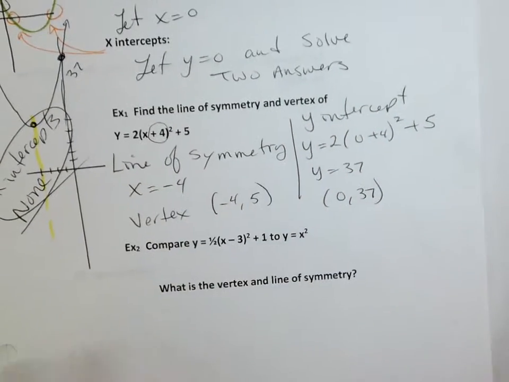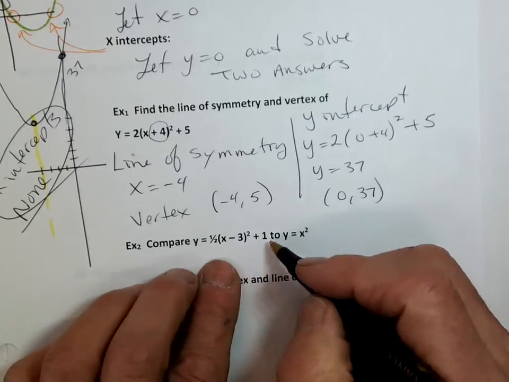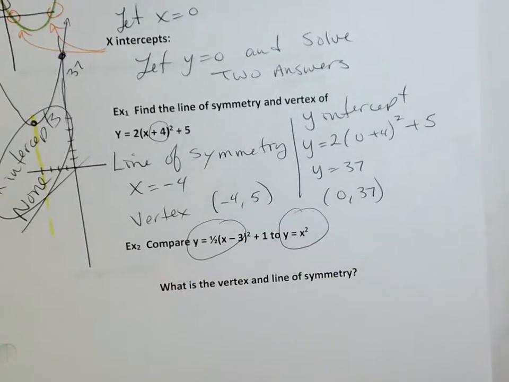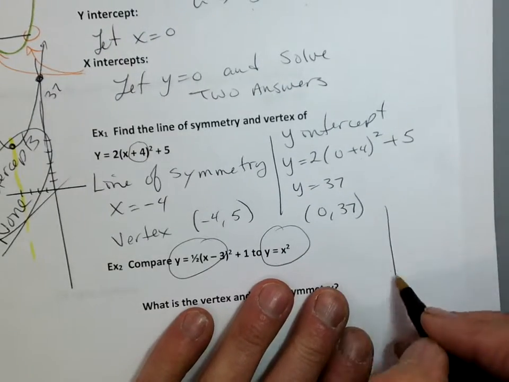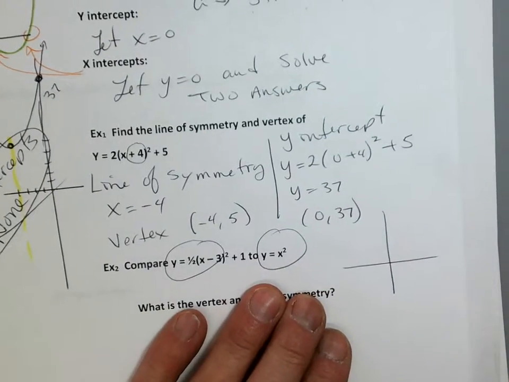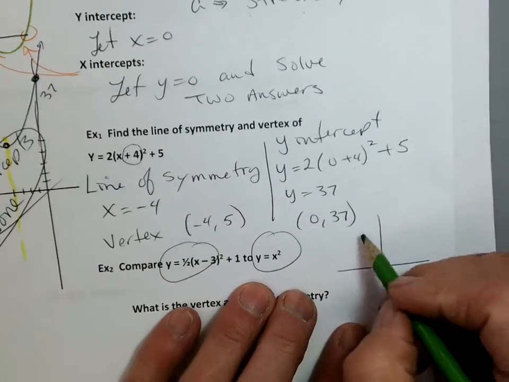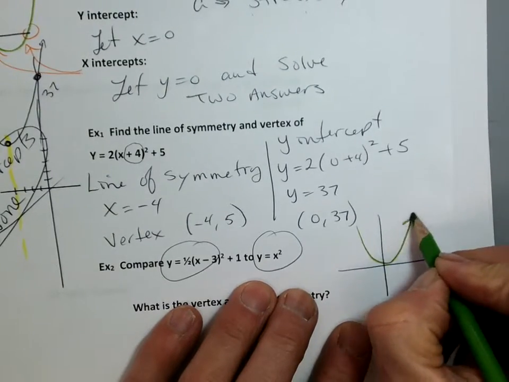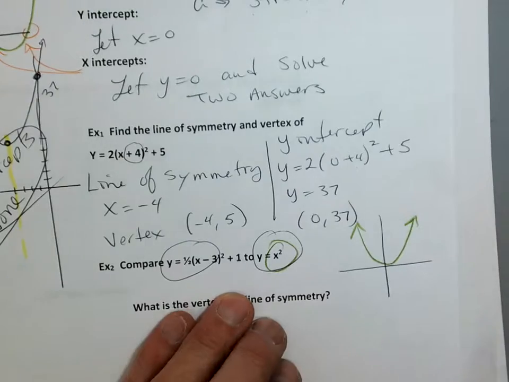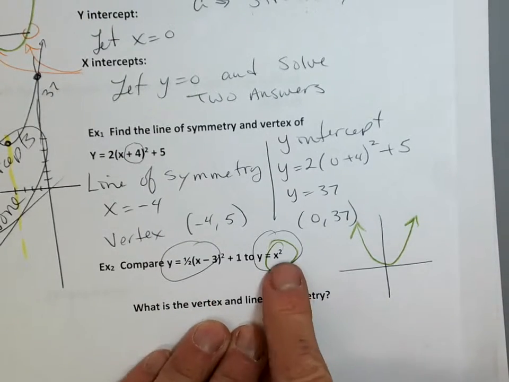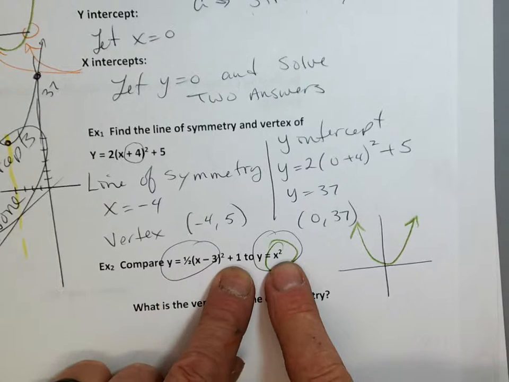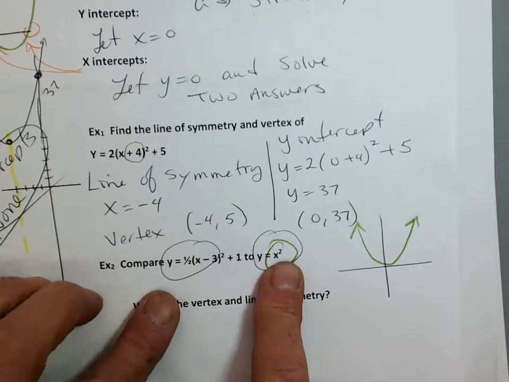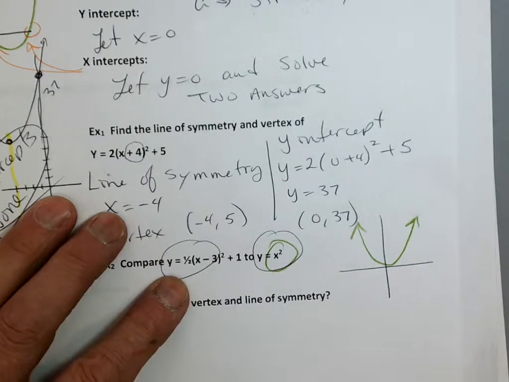All right. Example 2. So let's compare these two. In words, what's happening from here to here? If I have a regular x squared, you don't have to graph this, but I'm going to sketch a graph anyway. Here's my regular x squared graph, my parabola. There it is. In words, how do I go from x squared to 1/2 times (x minus 3) squared plus 1?